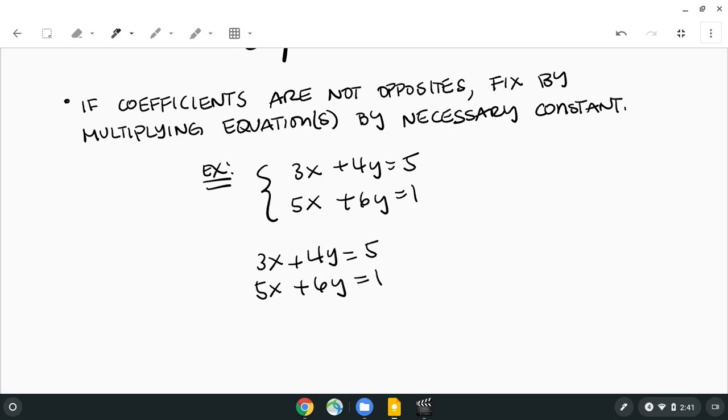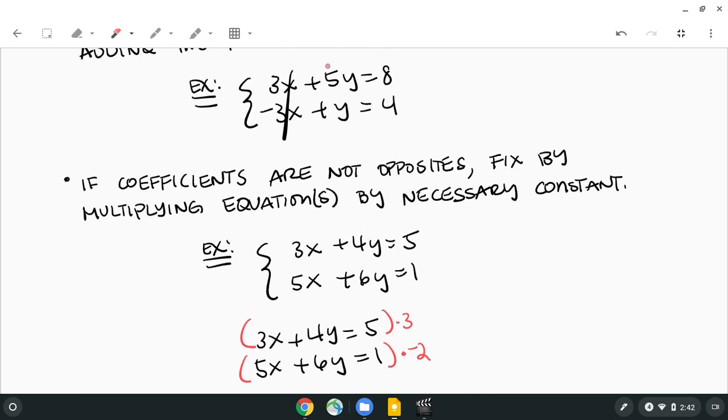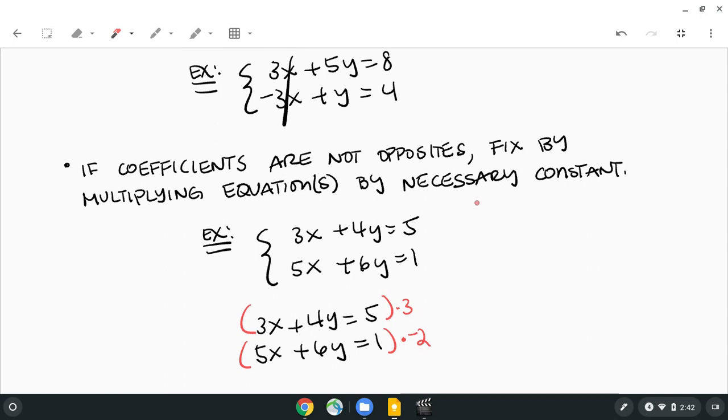And what I want to do is turn them into 12 and negative 12. So what I'm going to do is multiply this entire first equation by 3, and that will turn this into 12. And I will take this entire second equation and multiply it by negative 2, and that will turn this into negative 12. So I'll have 12 and negative 12, which will cancel just like this here, 3x minus 3x.